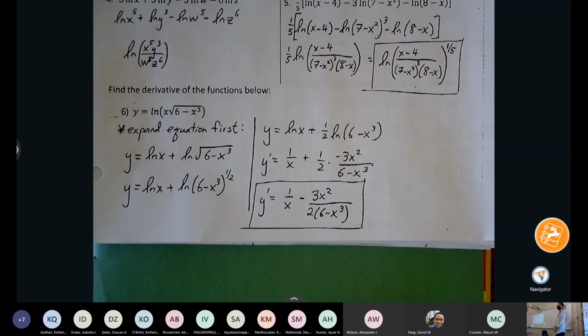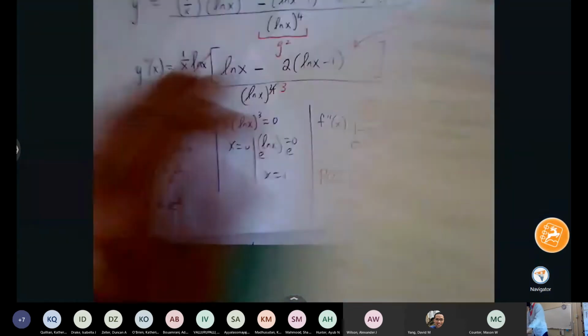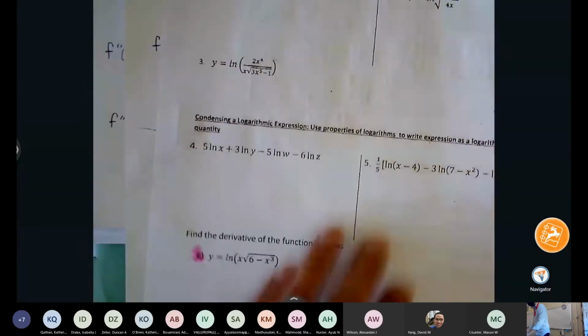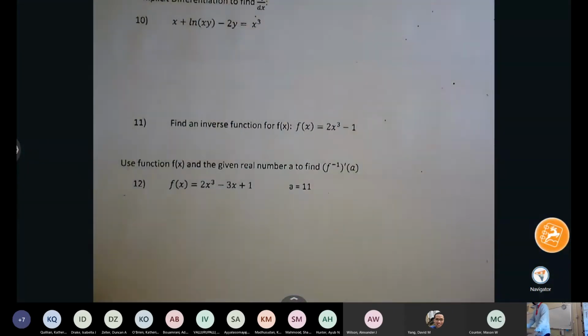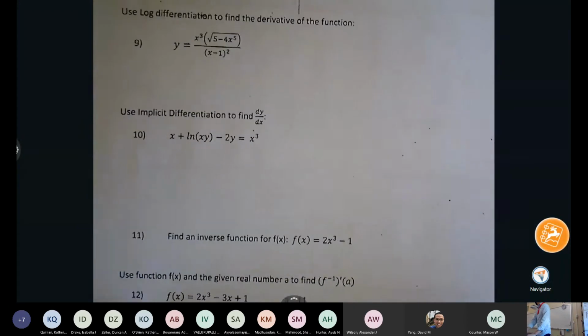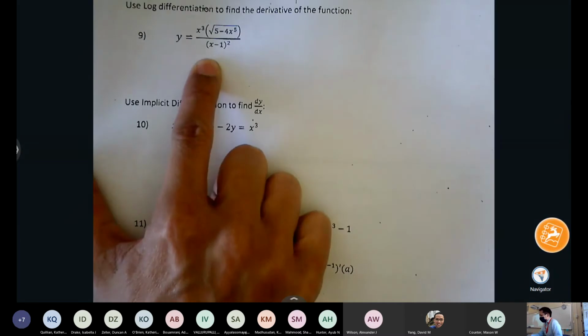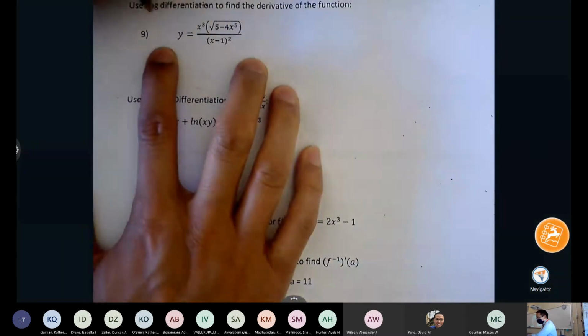Questions? Okay, let's look at number 9. This is on the back page. So, do you see any logs in this problem? No logs. Okay. So this is a candidate for log differentiation.